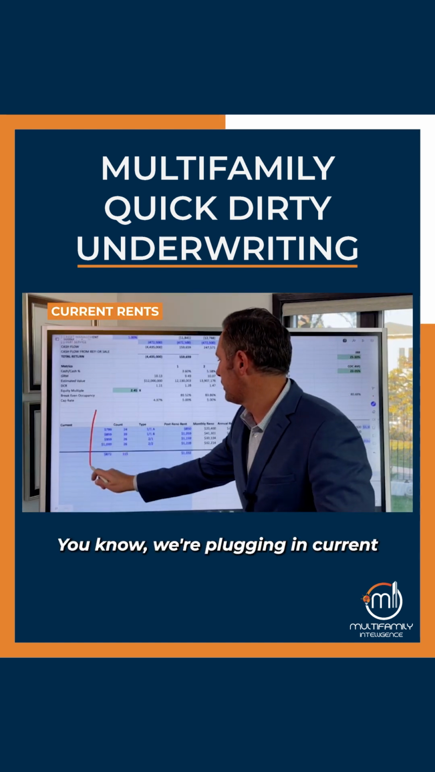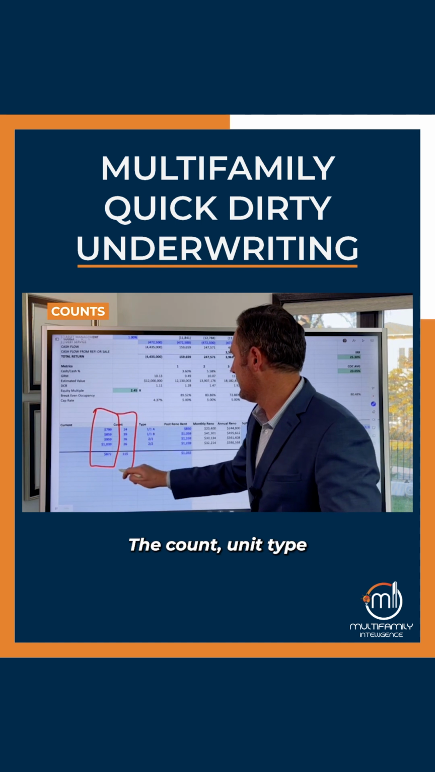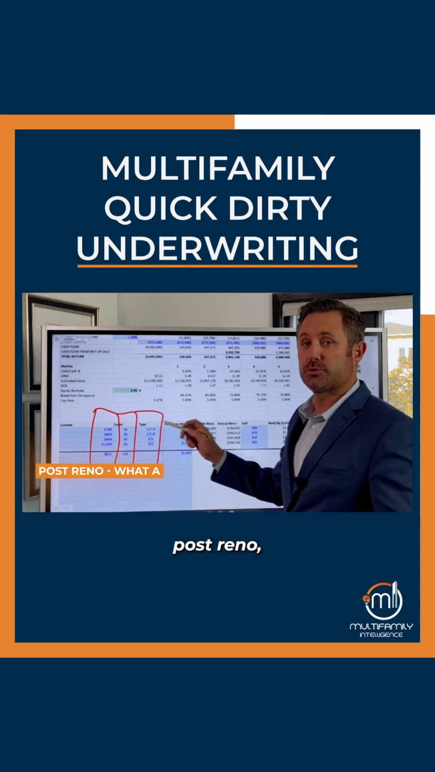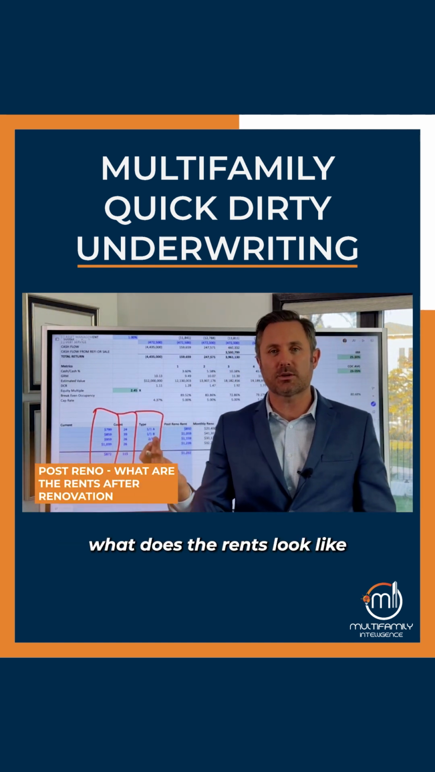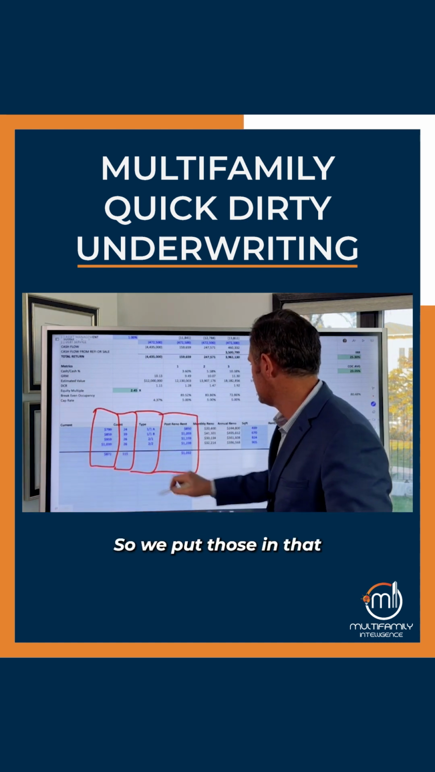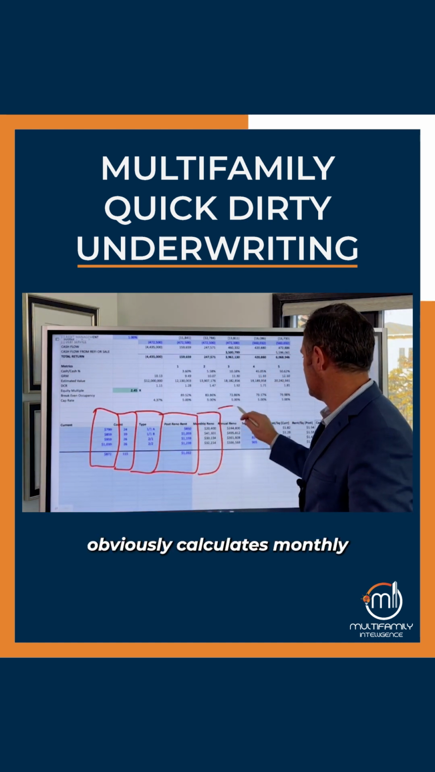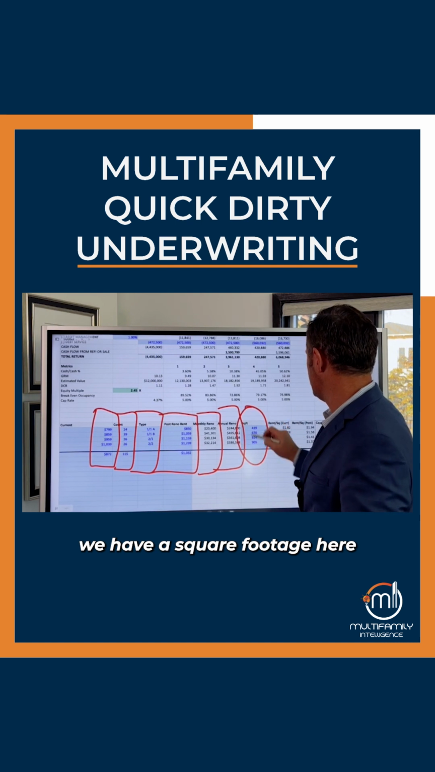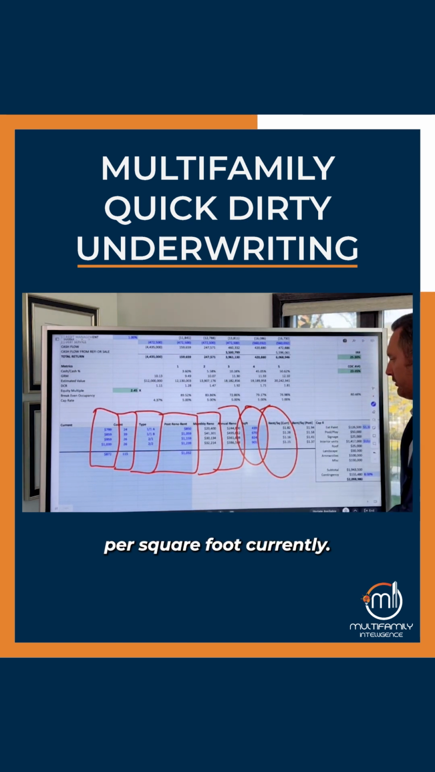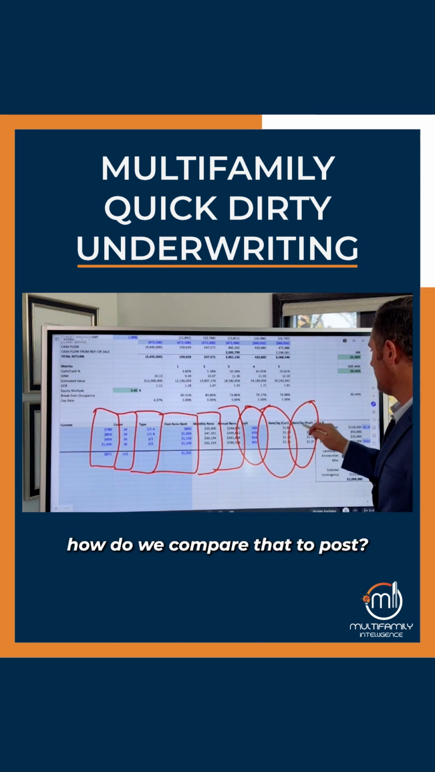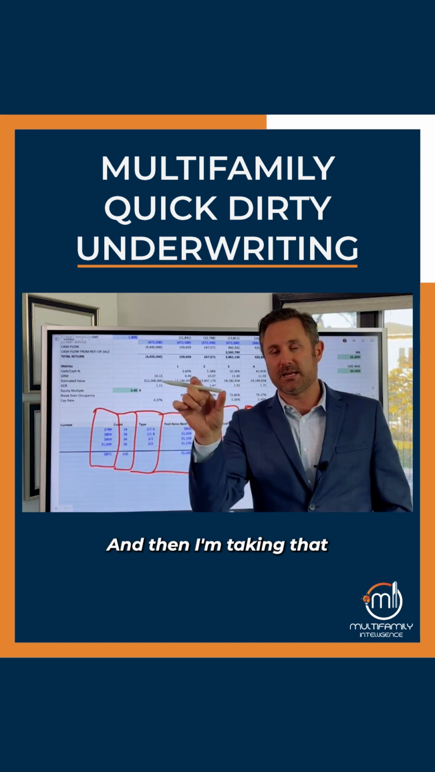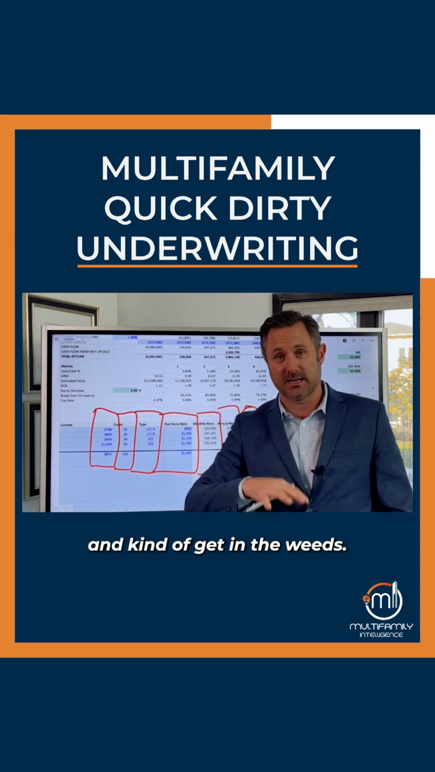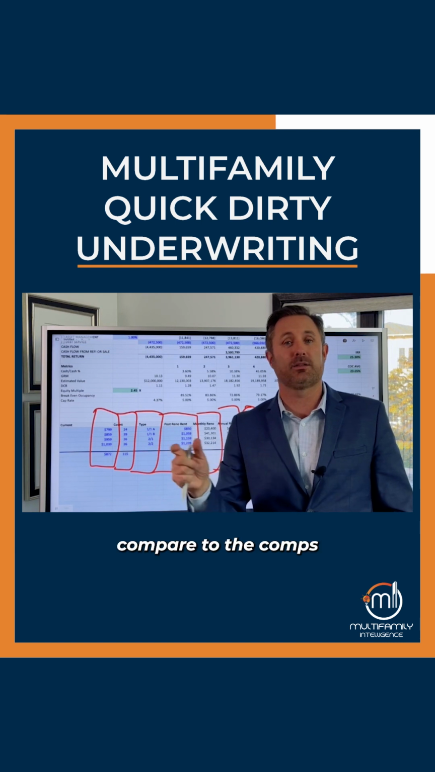We're plugging in current rents, the counts, the unit type, post-reno. So once we renovate this thing, what do the rents look like for the building? We put those in. That obviously calculates monthly and then annually. We have a square footage here, which pumps out a rent per square foot currently. And then how do we compare that to post? And when I dive into the weeds on these things, how does that compare to the comps in the marketplace?